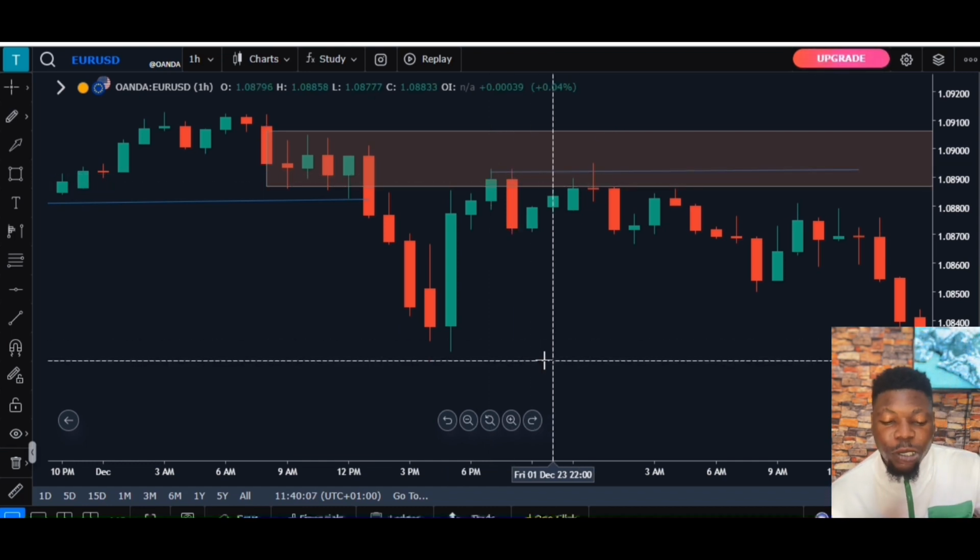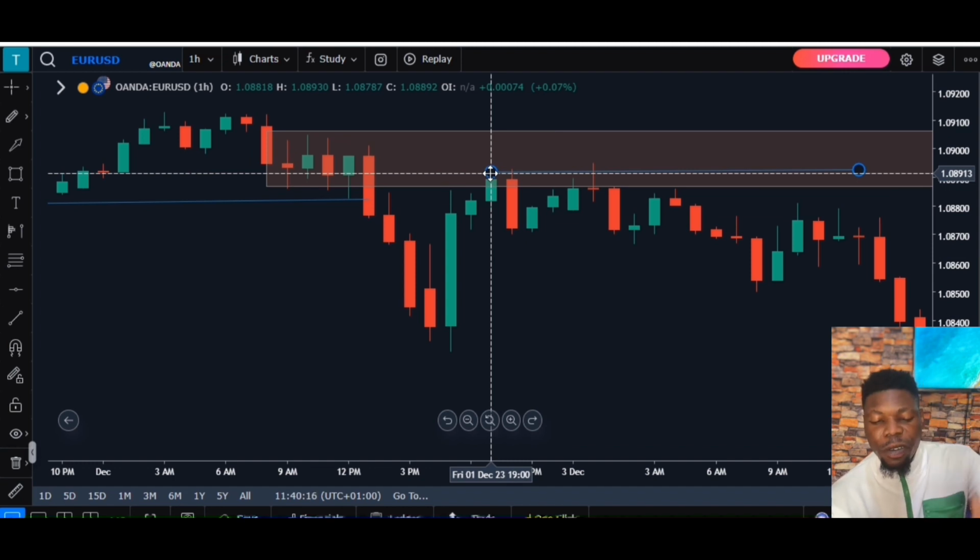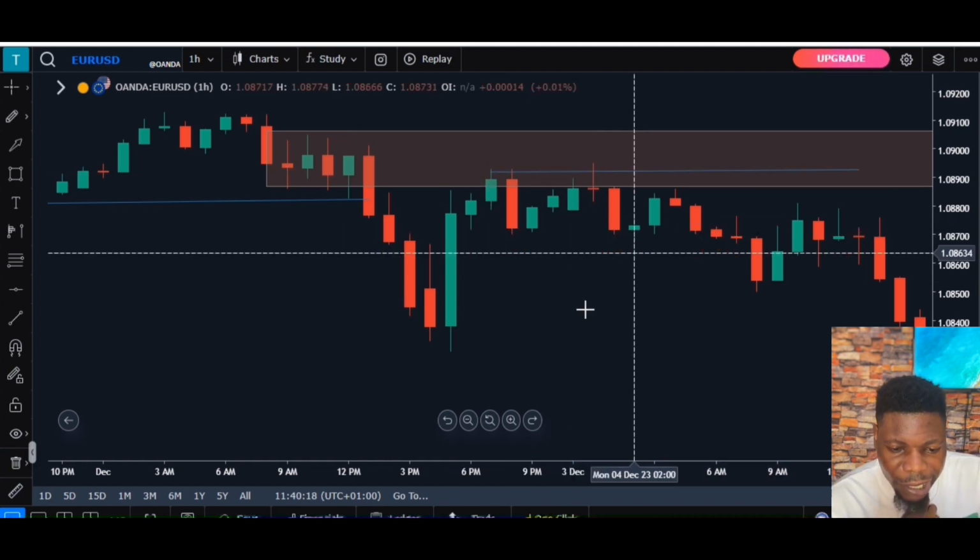It's actually going to go back down, but the market makers want to make more money, so they would love to take you out before going back down. So that's what happened here. That's the manipulation that happened here.